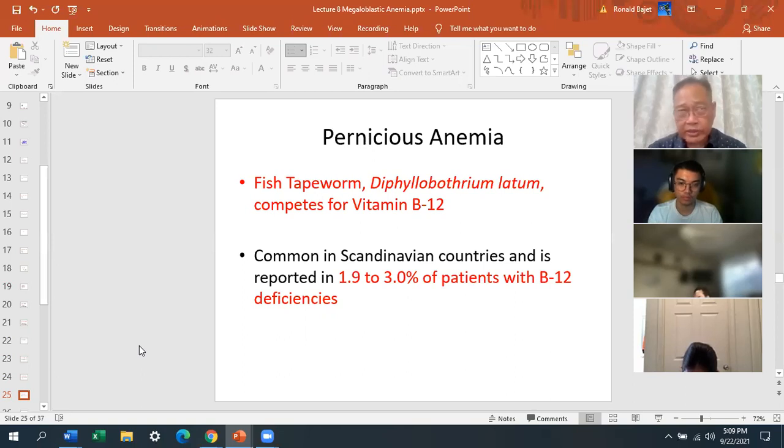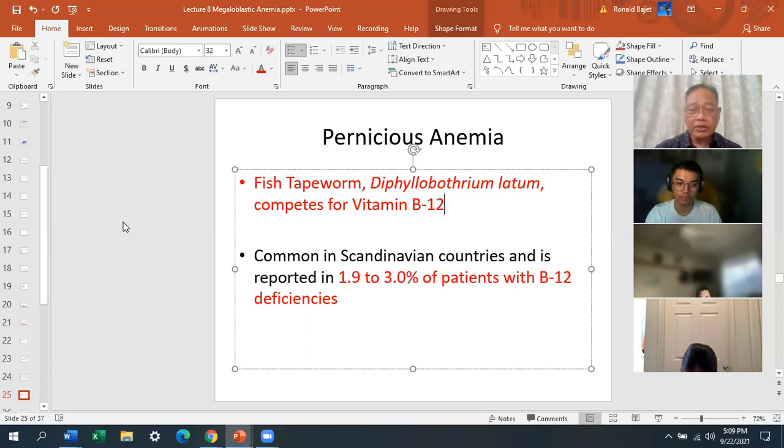So you go ahead and eat your steak dinner, or you have your fried chicken or whatever. You take in your vitamin B12, and you're feeling tired, and then your doctor says you're vitamin B12 deficient. But I'm taking in a lot of vitamin B12 in my diet. That's due to that parasite that's taking up your vitamin B12.